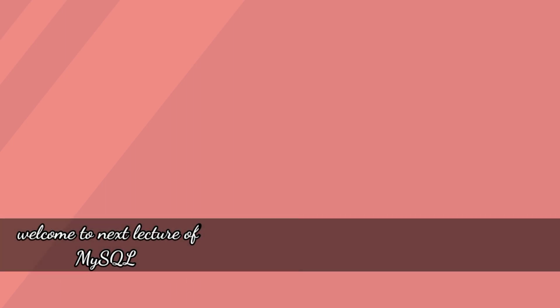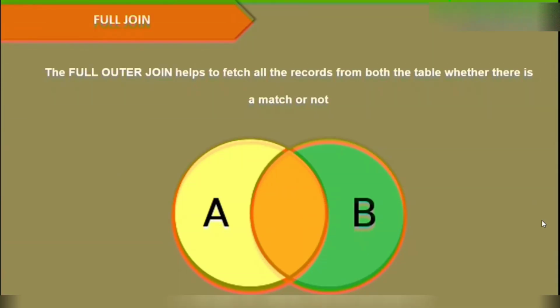So in that case, we have a concept called full join. But what is full join, right? The full outer join helps to fetch all the records from both the tables, whether there is a match or not. So from the image itself, you can see that if you have two tables like A and B, and you want all the data from both tables, irrespective of their matching in the data or not, right?